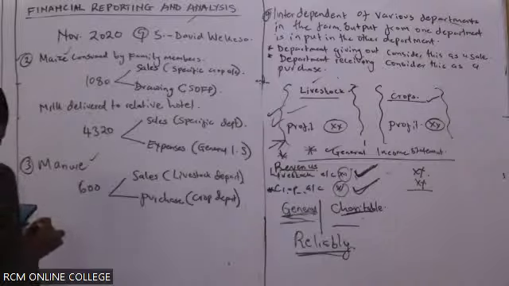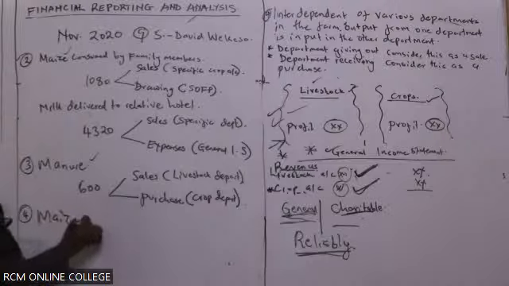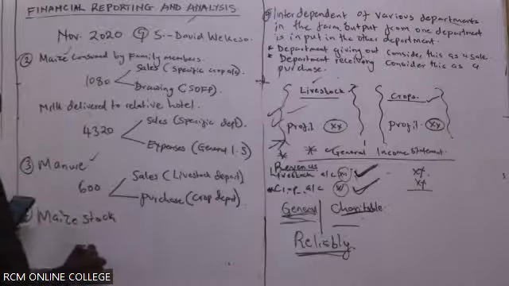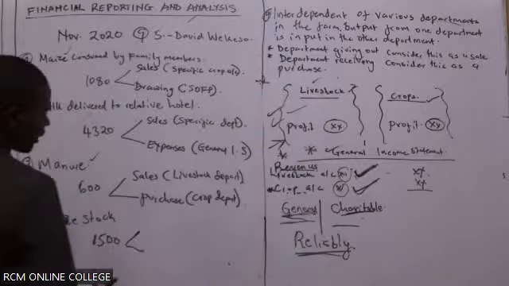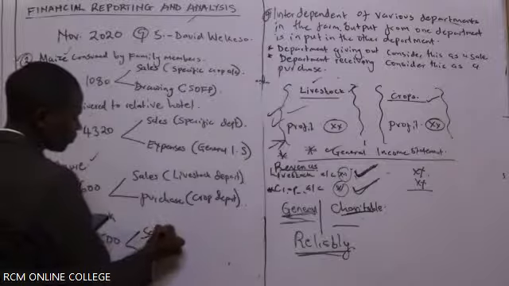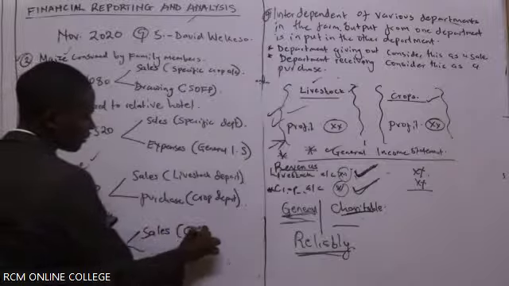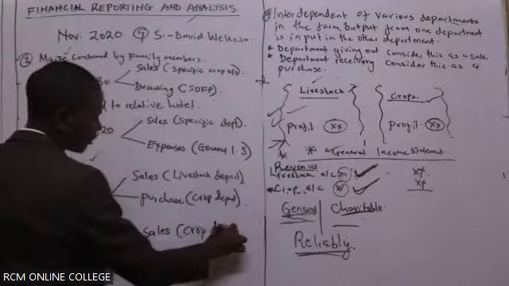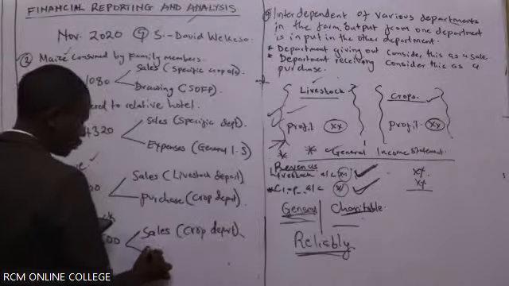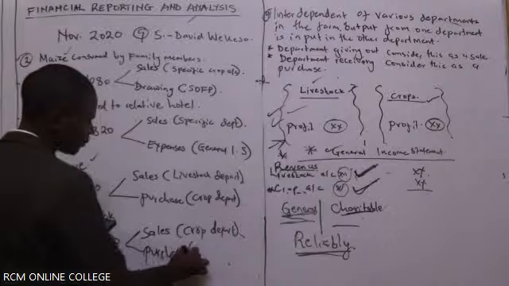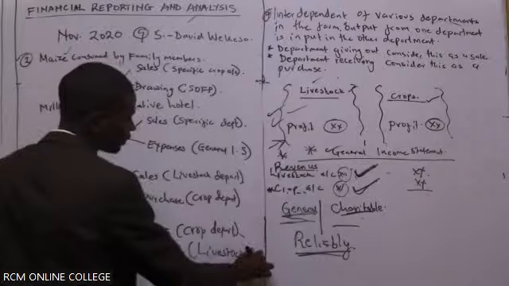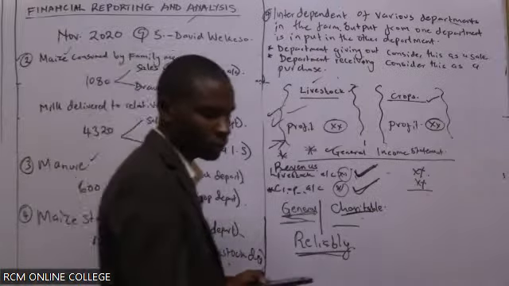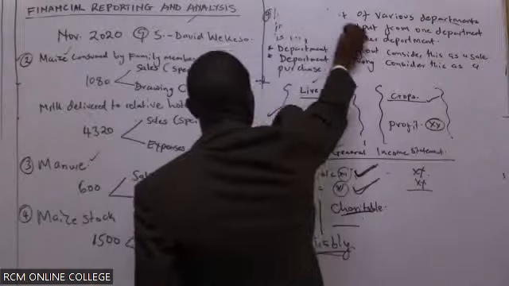The other item we are told of is maize stock. Number 4, maize stock. For the maize stock it is 1500. How do we treat that? The same, vice versa. Sales to the crop department, they sell, and on the other hand the purchase to the livestock department. This is very important. Once you have done that, you are done with the question. Thank you so much for your contribution.